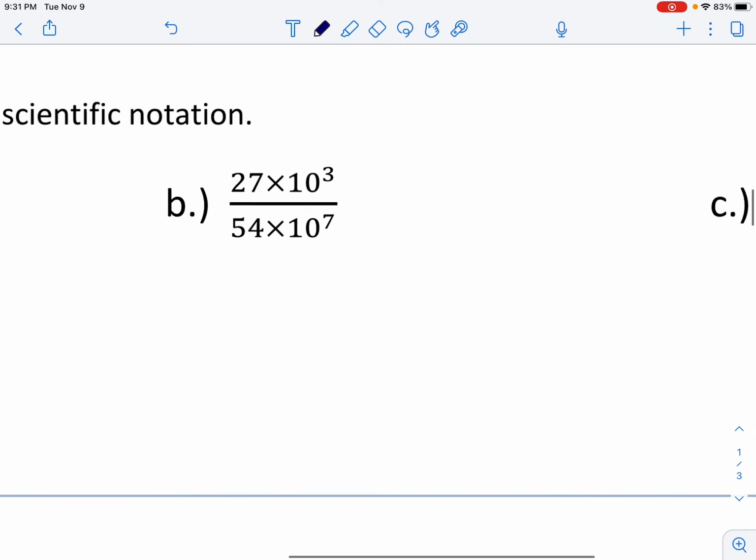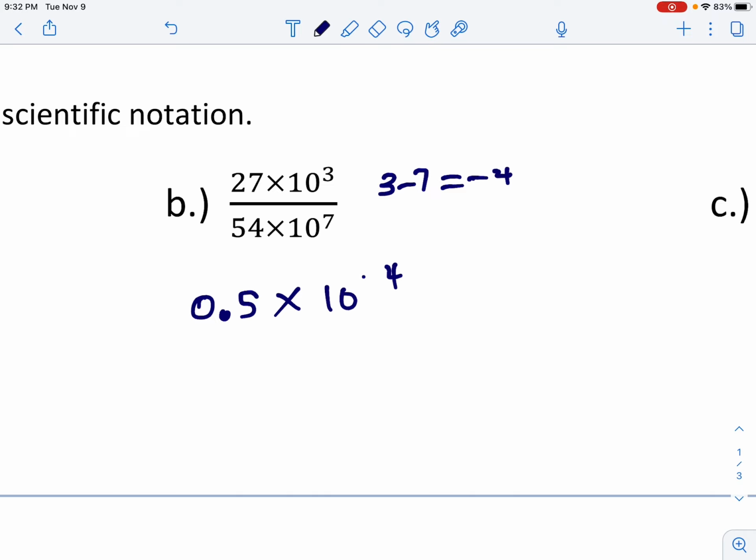(27 times 10 to the third divided by 54). So 27 divided by 54, if you put that in your calculator, you're going to get 0.5 times, and now we're going to take 10 to the 3, so we do 3 minus 7, which is going to give us -4. So this is times 10 to the -4th power.